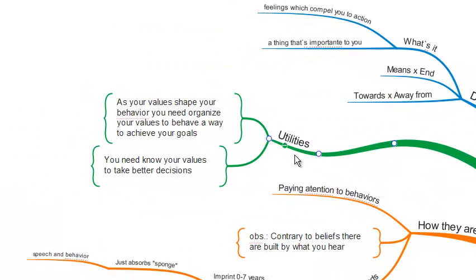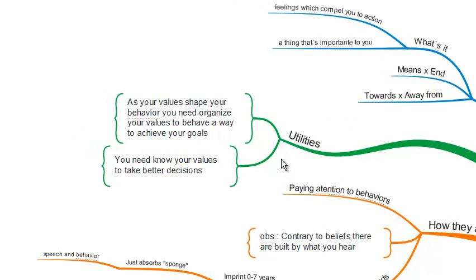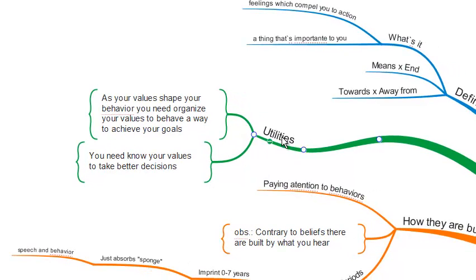Okay, we can talk about utilities. As your values shape your behavior, you need to organize your values to behave in a way that achieves your goals. I think what happens so much is when a person wants to be rich, wants to earn so much money, and that person doesn't like to work hard, doesn't like to build value, to create value for other persons. That person doesn't like to work so much. It's a kind of value.